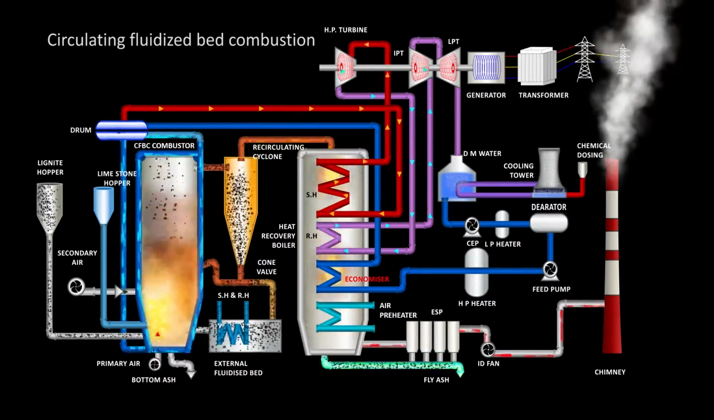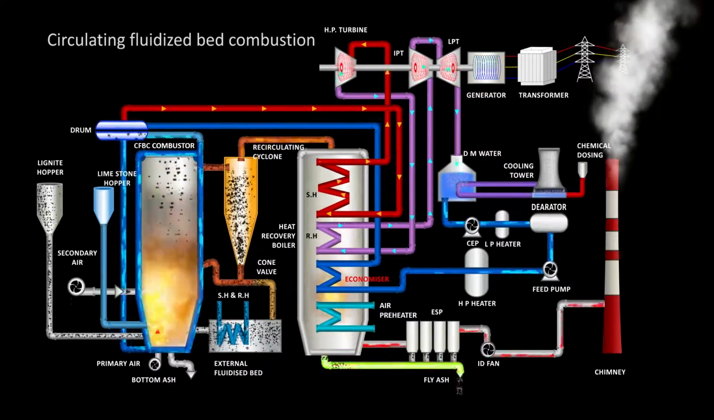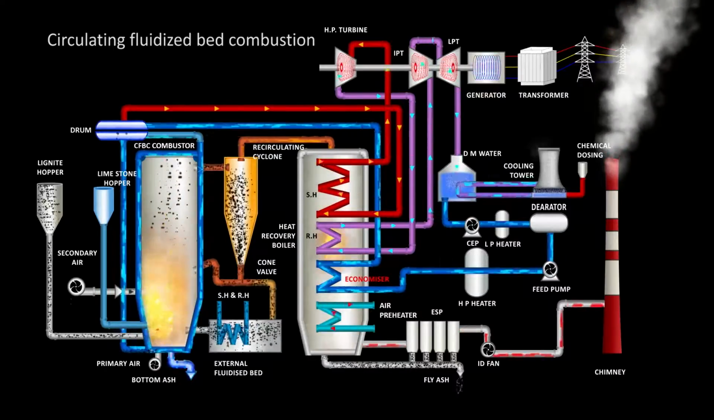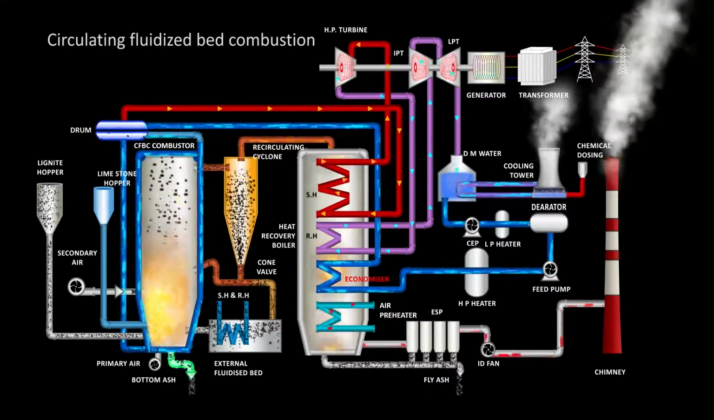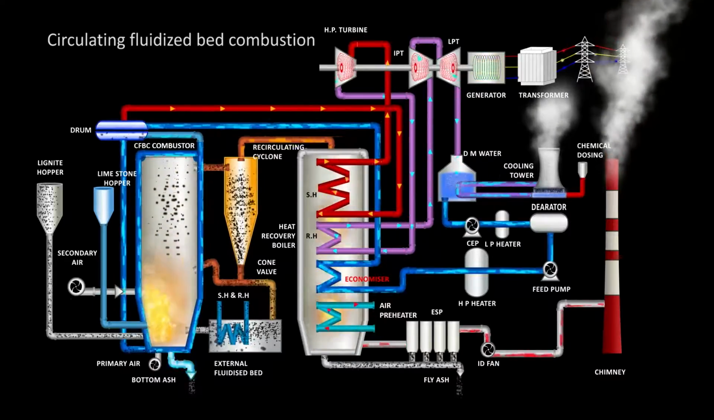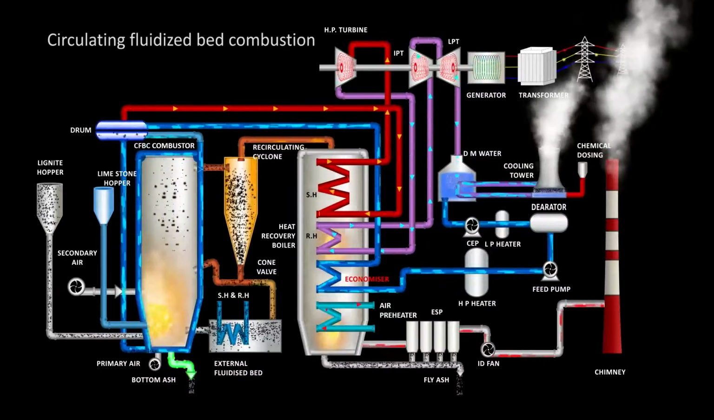The fly ash collected in electrostatic precipitator is disposed of by dry ash collection system. The bottom ash is collected and cooled in ash coolers, which are placed at the bottom of the combustor, and then it is transported to bottom ash silo by conveyor belt for disposal.